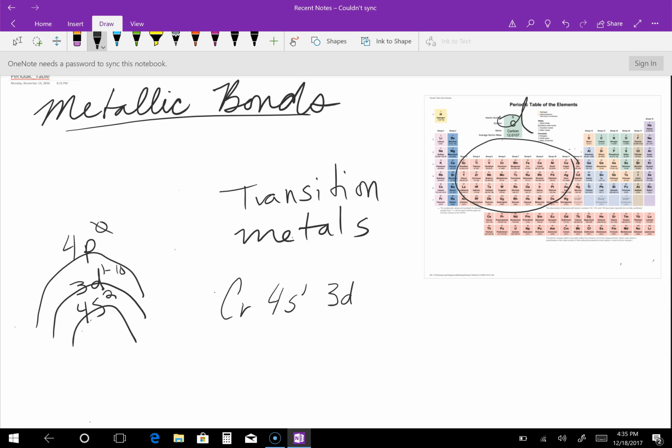There is an exception, however, for a few of these metals. One example would be chromium, and the other example would be cobalt. In these cases, we can see that the S does not have 2 electrons. In fact, it only has 1. This is because the energy level for these two is very similar.